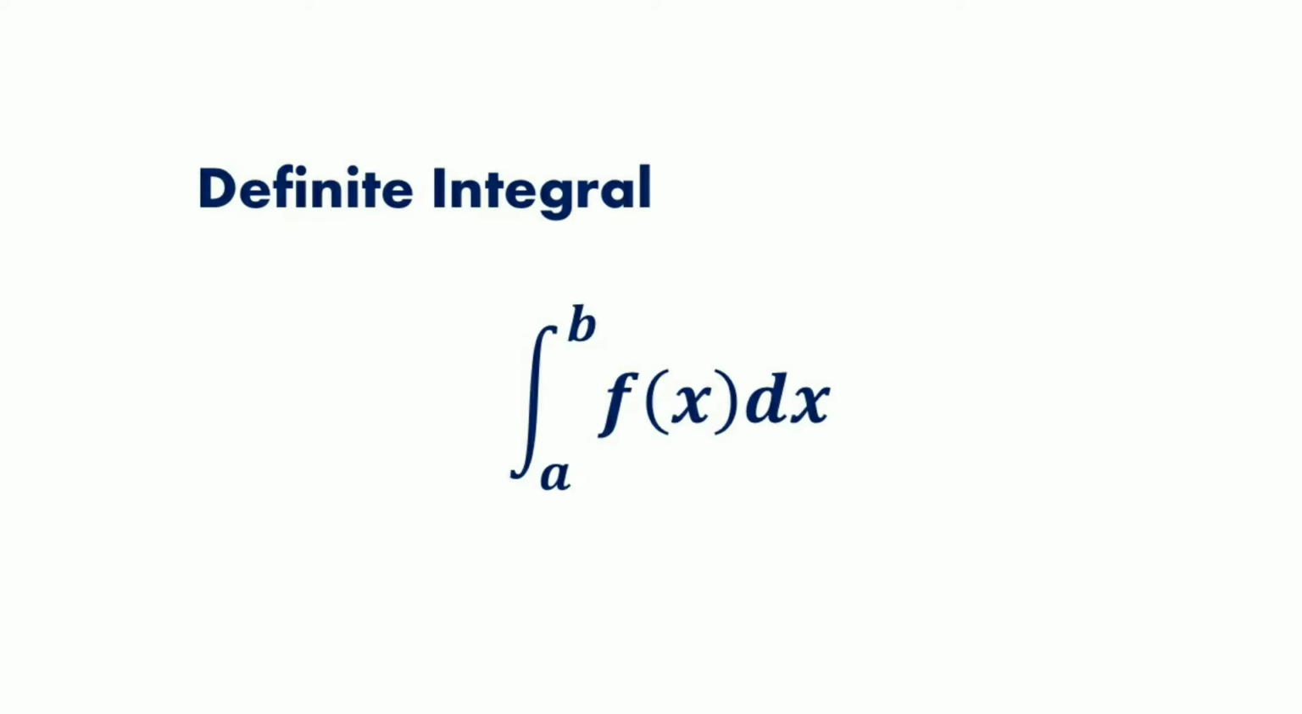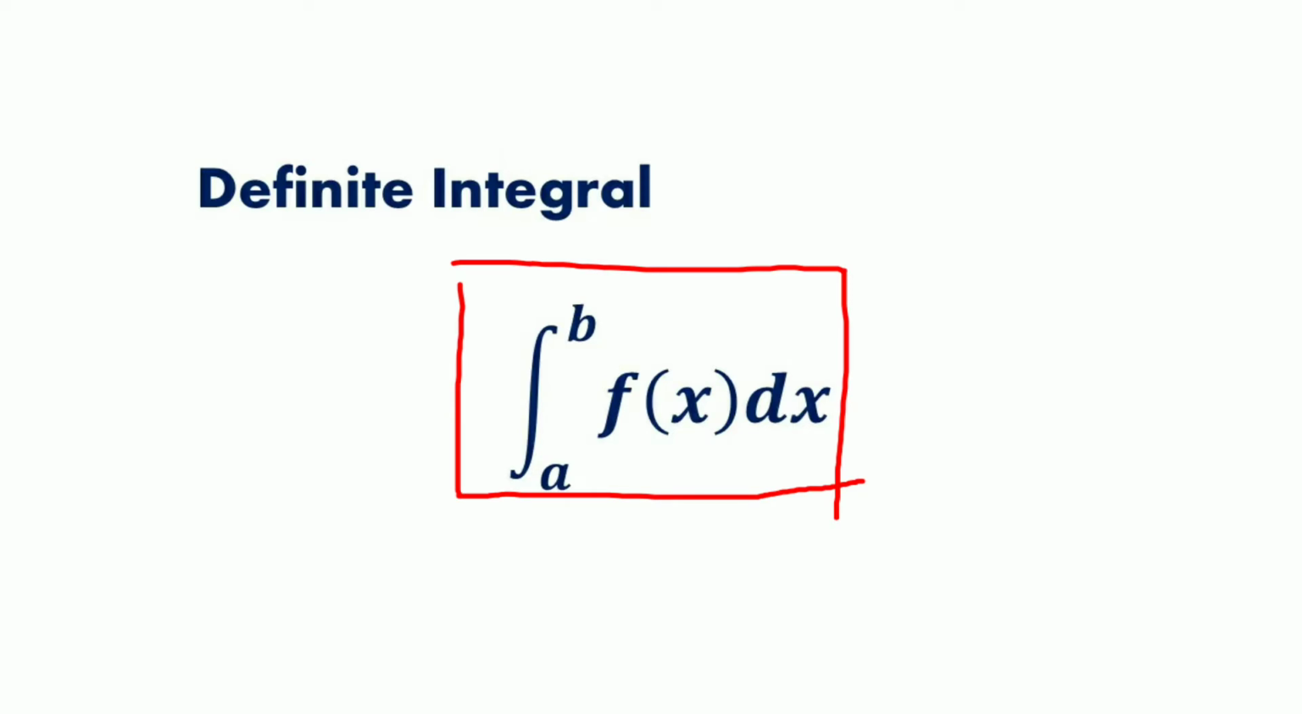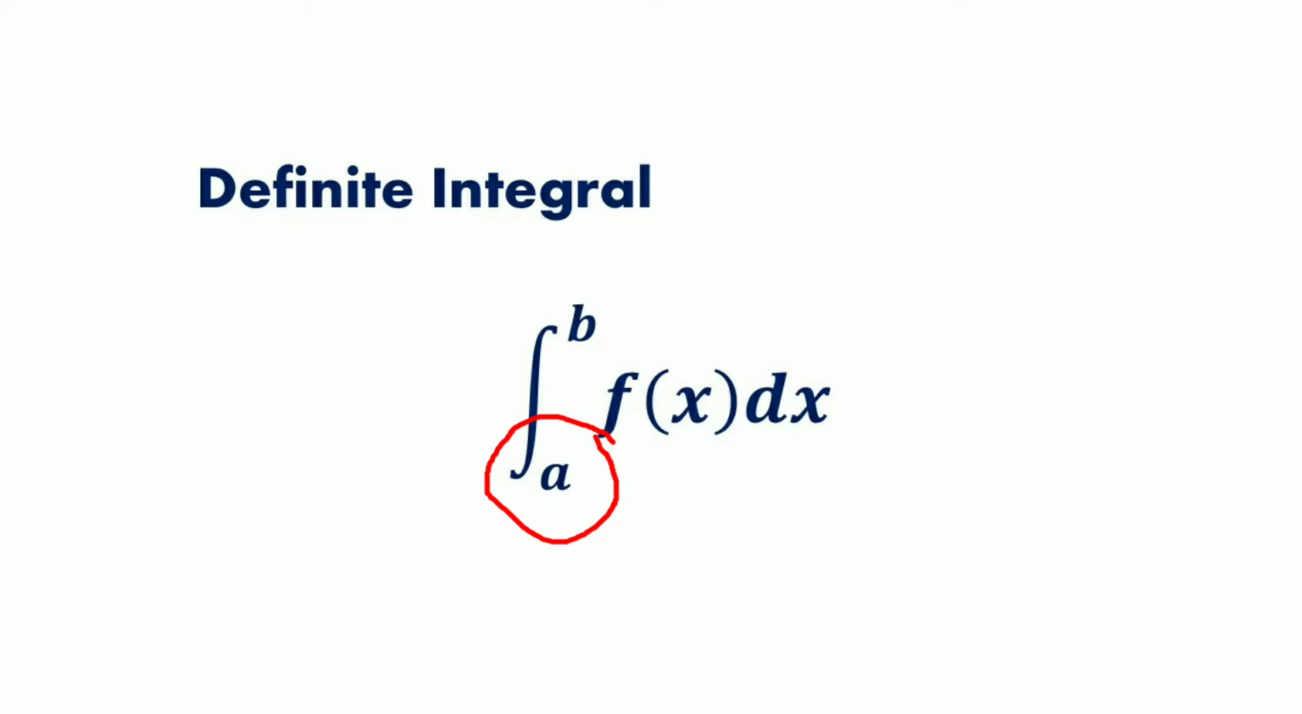The area under the graph of a continuous function from a to b can be expressed as the definite integral of f of x over the interval a to b. That is, the integral from a to b of f of x dx. Here a is called the lower limit of the integration and b is the upper limit of the integration. Unlike the indefinite integral, which is the set of functions containing all the antiderivatives of f of x, the definite integral is a real number which can be evaluated by using the fundamental theorem of calculus.